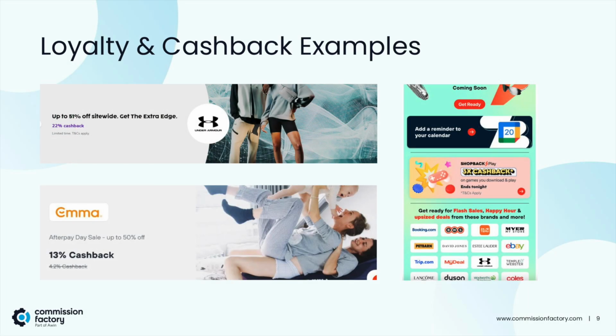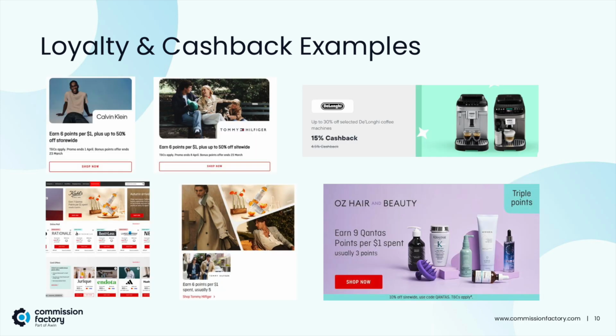So I won't spend too much time on the examples for these guys, but these are just some visual examples of what some placements might look like if you're optimizing with a cashback partner. These are some examples with Shopback and Cash Rewards. And then these are some examples with Qantas. So you can see they've taken the commission that you are providing them and they're turning that into points. And the points are the pull for the customer to actually make that purchase.